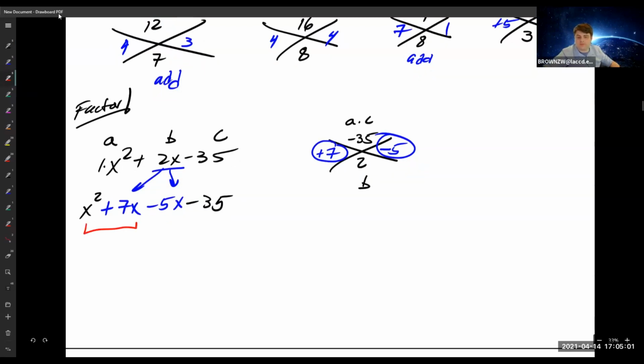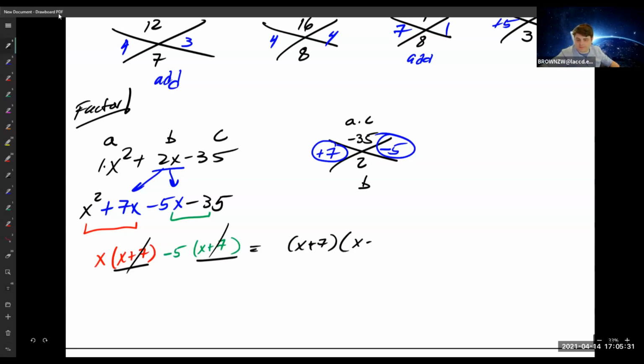So on the first 2 terms, we've got a common factor of x, and if I factor that out, that'll leave me with x plus 7. On my second 2 terms, we have a minus 5, and if I factor that out, that'll leave me with x plus 7. And here's how we know we did the work right, because we have this common binomial to factor out, and then if we work that out, we're left with x minus 5. Any questions on this?